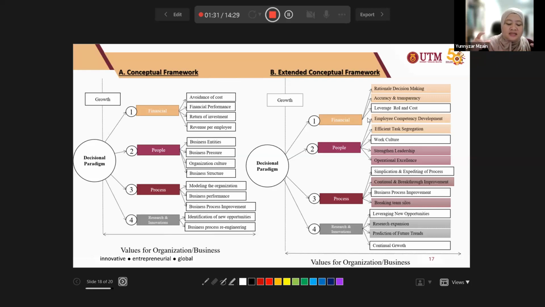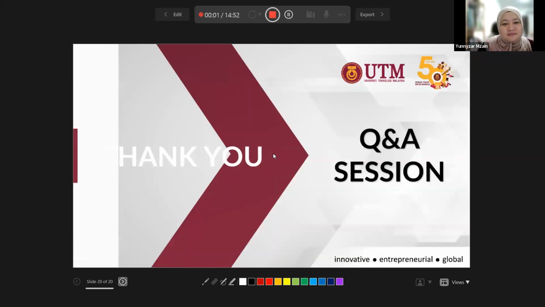So this will create a standardization of the overall working process, and the addition in research and innovation sub-values includes research expansion, as it leads to wider research on certain issues that need to be addressed. Henceforth, it will create new insights and new opportunities to oversee the issue and provide the prediction of future trends that will further fulfill the demand of stakeholders and citizens. Thank you very much. That's all, Doctor.